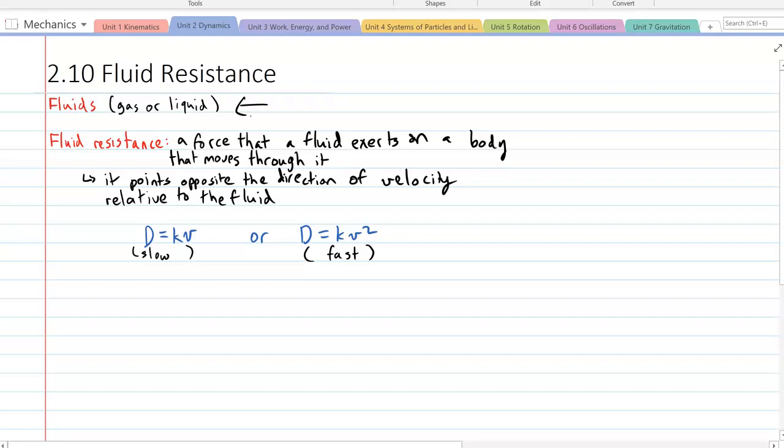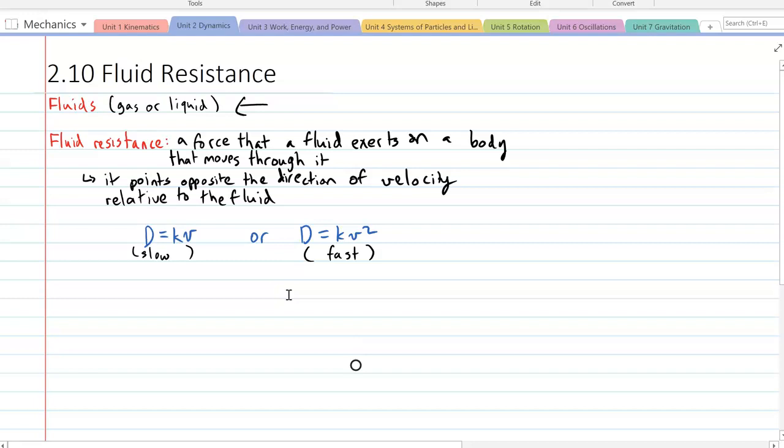So I guess you can imagine the fluid being stationary or at some constant velocity, and then the object is just moving through it. If you were in the reference frame of the fluid, the fluid is still, but the object is moving with a velocity. That's the idea, the technical definition.